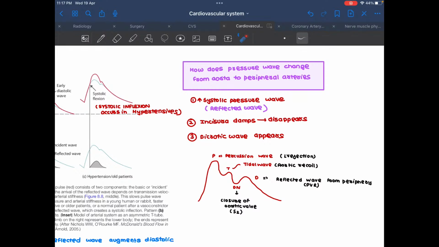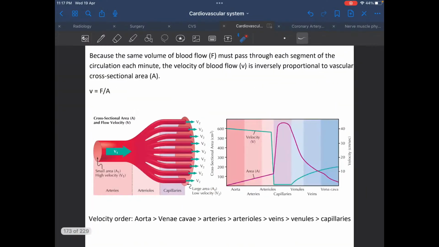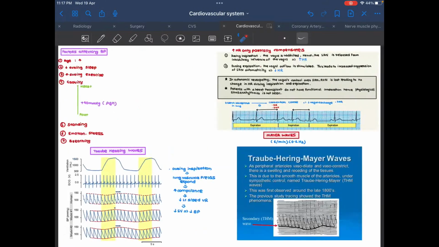Okay? And lastly, we're going to see a dicrotic wave. And what is a dicrotic wave due to? This is your reflected wave. Did I not tell you guys that the reflected wave will be greater and more prolonged? So now this is occurring. That's your reflected wave from the periphery. That's a marker of your peripheral vascular resistance. Okay? All right. Okay.